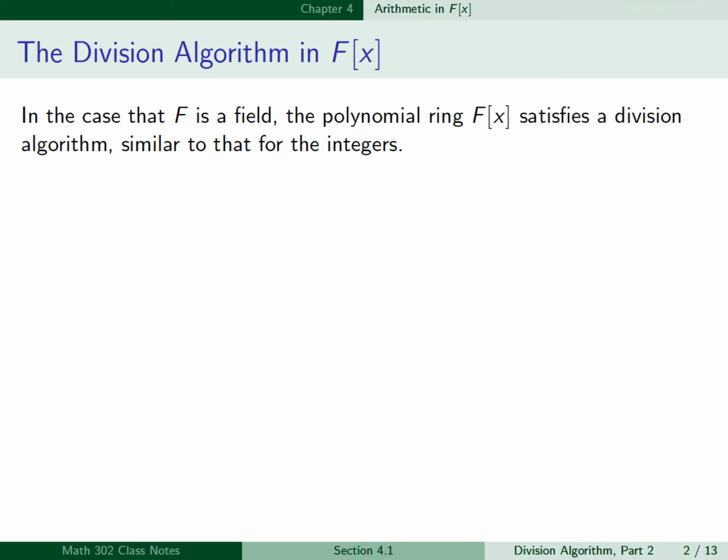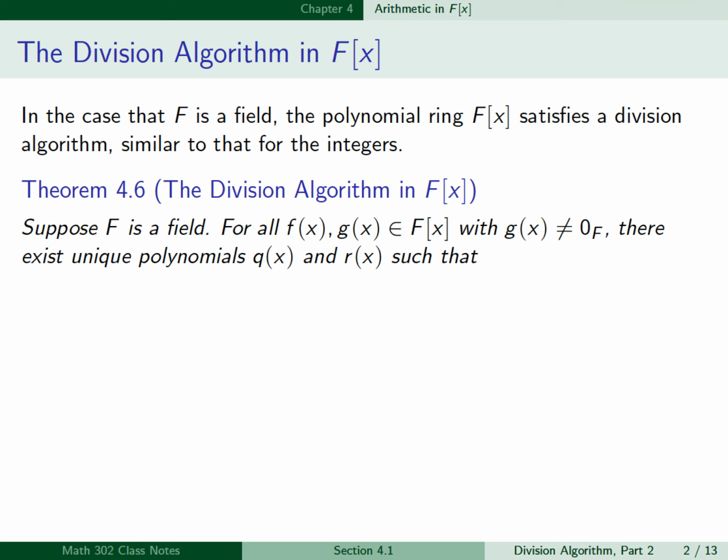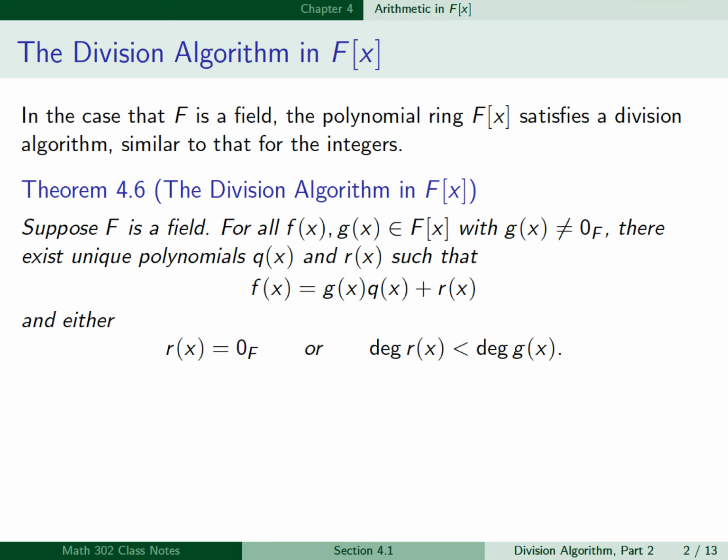In the case that F is a field, the polynomial ring F[x] satisfies a division algorithm similar to that for the integers. So this is Theorem 4.6. Suppose F is a field. For all f(x), g(x) in F[x] with g(x) not equal to 0, there exist unique polynomials q(x) and r(x) such that f(x) equals g(x) times q(x) plus r(x), and either r(x) is equal to 0 or the degree of r(x) is less than the degree of g(x).